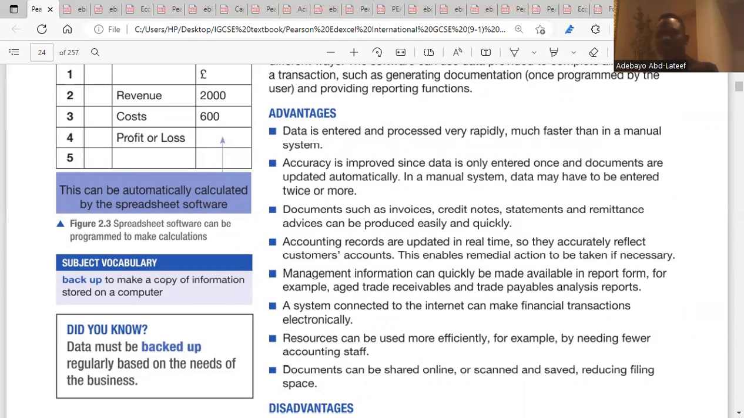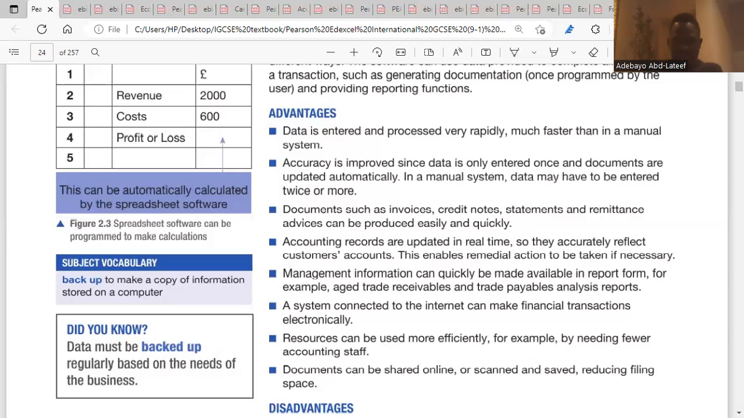Two, accuracy is improved since data is only entered once and documents are updated automatically. In the manual system, data may have to be entered twice or more. I told you when you are using accounting software, you only have to enter it once. As soon as you enter it once, it will automatically generate itself and update the system. But if it is manual, I have to write here, and after writing on this sheet, I have to write in the next sheet, and in other sheets. But with the computer, with technology, I only have to input once and it spreads to wherever it needs to spread to.